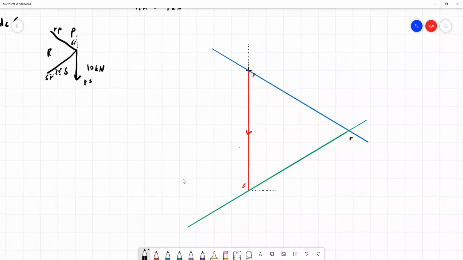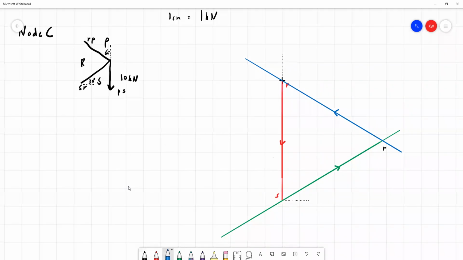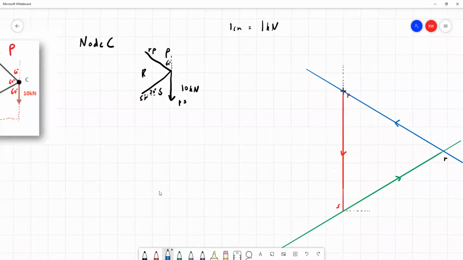Before we do that, however, we can indicate the direction in which each force is acting. We're going to have a circuit starting from coming down our vector PS, which means we go up to the right in the vector SR, and then up to the left on the vector RP. And we can indicate this on our space diagram as well. So going back here, we can see this is going to be acting away from the node. This is going to be acting towards the node.